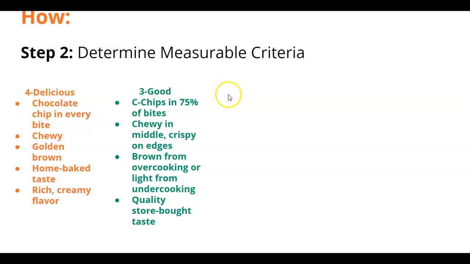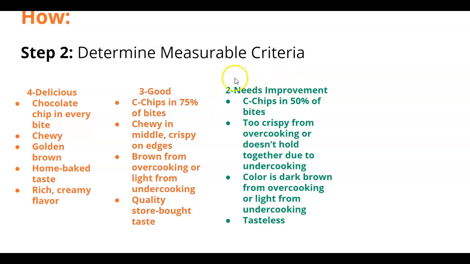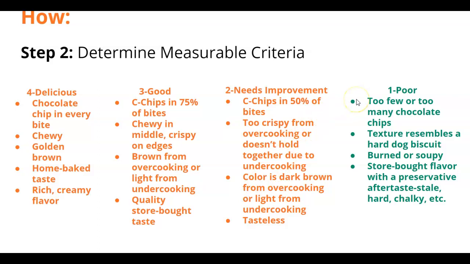As I move down a little bit further to a cookie that needs improvement, I see again the number of chocolate chips decreases. I see more description about the texture of the cookie and the coloring and the taste of the cookie. And I move further down into the poor category. So what I'm able to do is clearly articulate to students what the goal is and then where in reality, when I taste their cookie, they land on this rubric.